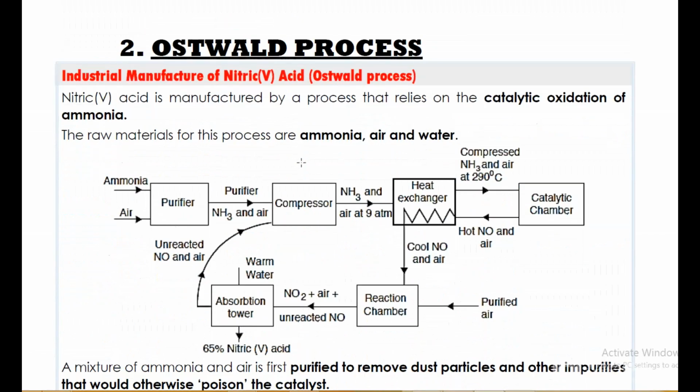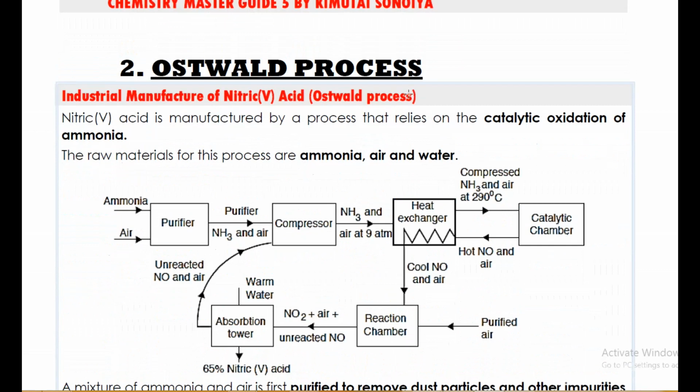The second process we want to look at is the Ostwald process. The Ostwald process is the process of the industrial manufacture of nitric acid. It is the process where nitric acid is manufactured in the industry. So the first thing we need to know, as I've told you, is the raw materials.